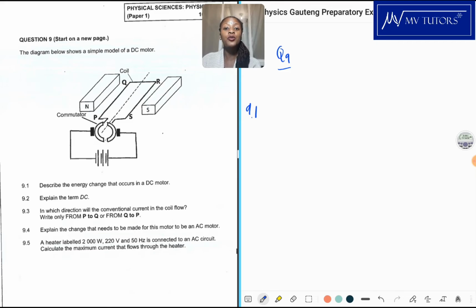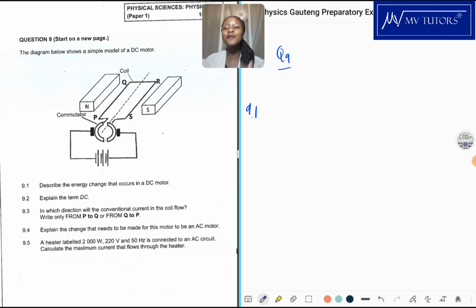Okay, if you forget what happens, think about a motor. A motor takes electrical energy and from the electrical energy you get motion happening. So electrical to mechanical. A generator, we cannot forget what a generator does because Eskom has been doing us bad. So a generator is from mechanical to electrical.